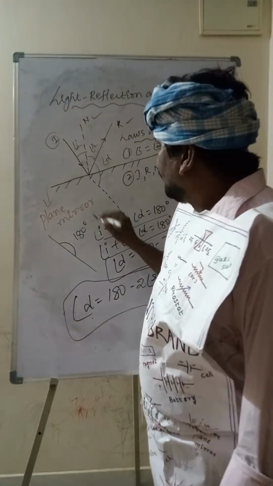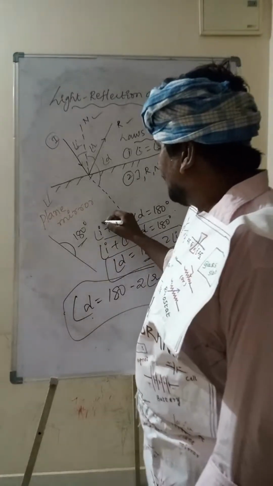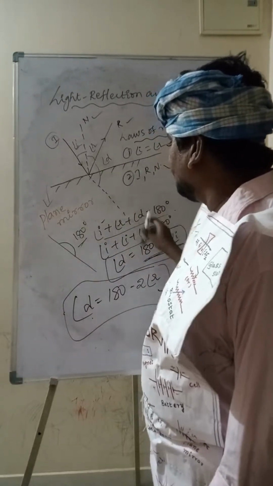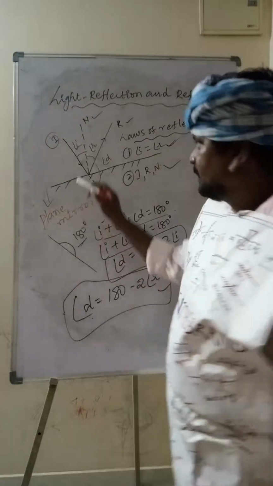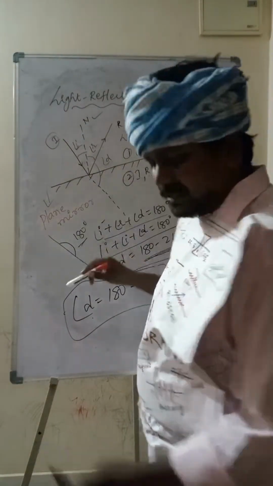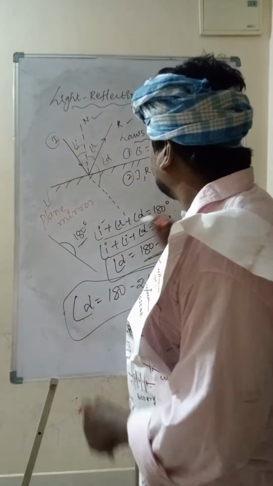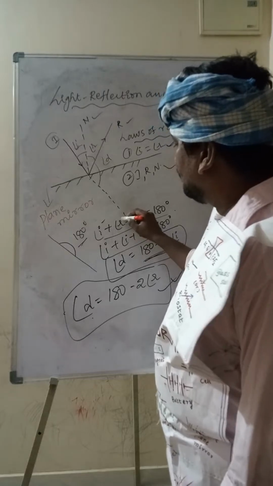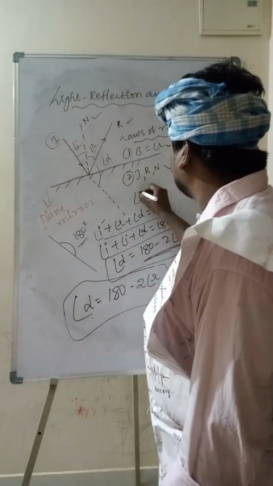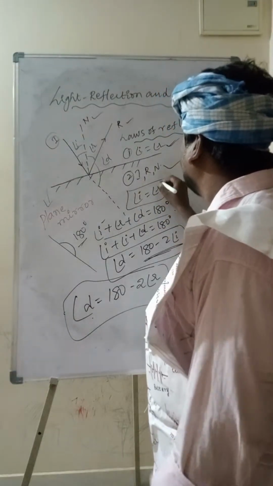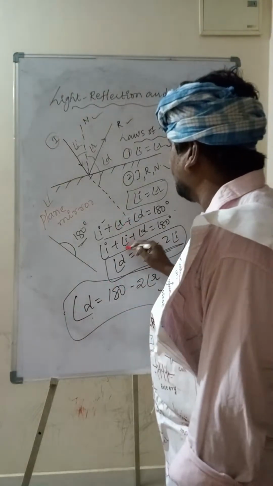So, angle of deviation. If you take this linear angle, it is 180 degrees. So angle of incidence plus angle of reflection plus angle of deviation equals 180 degrees. Here, instead of angle of reflection I am taking angle of incidence, since angle of incidence is equal to angle of reflection, right?